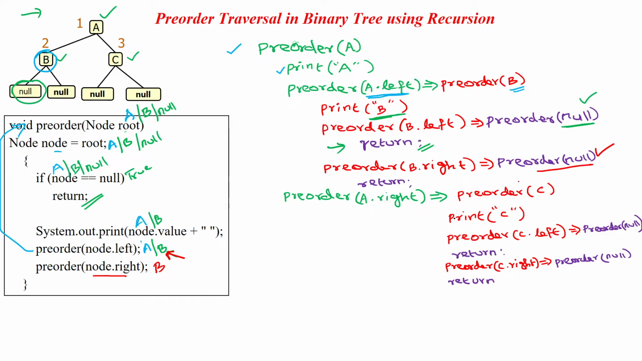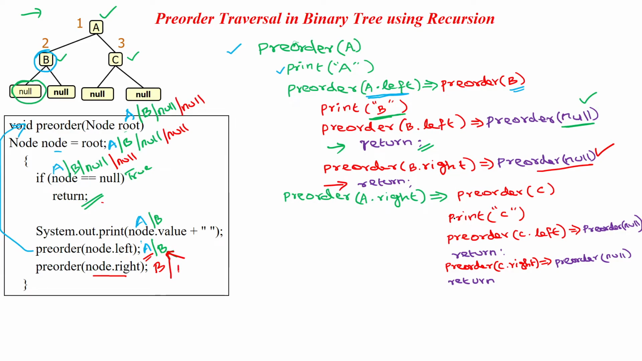Once we pass null, root is null and null is assigned to the node. Again null equal to null is true, so it returns nothing. That is given here. Then once B is completed, A is still pending.